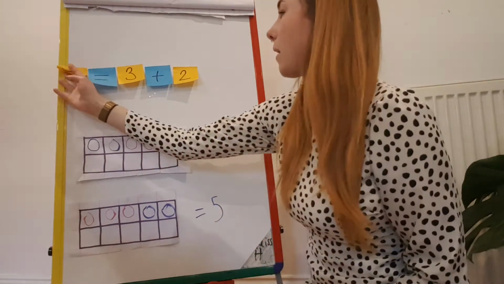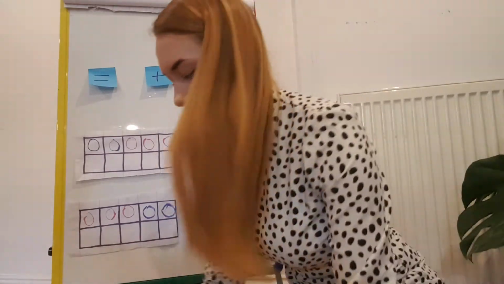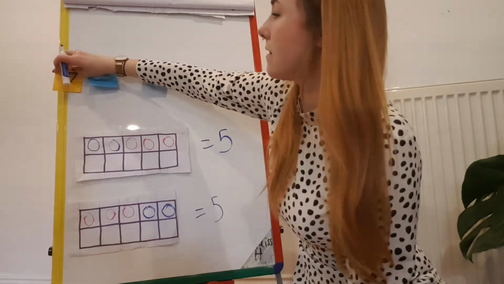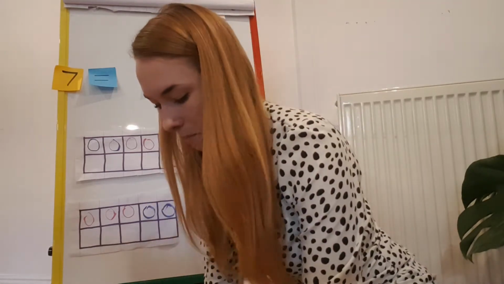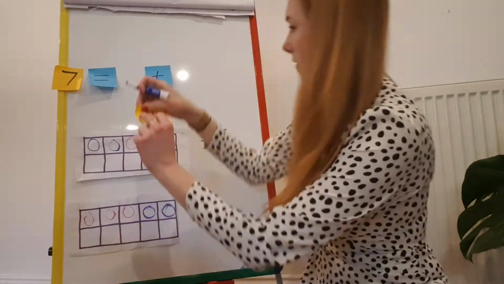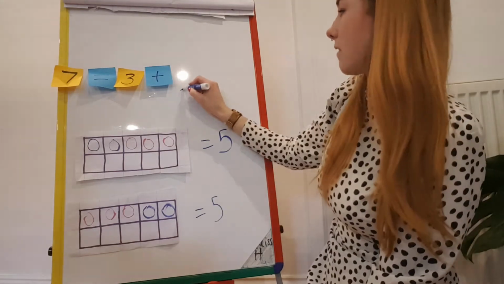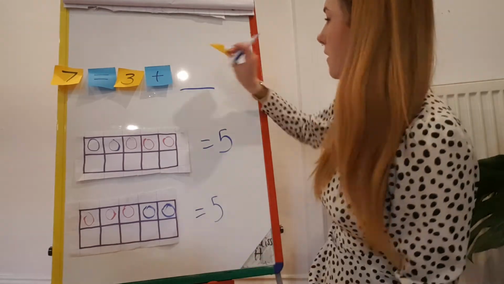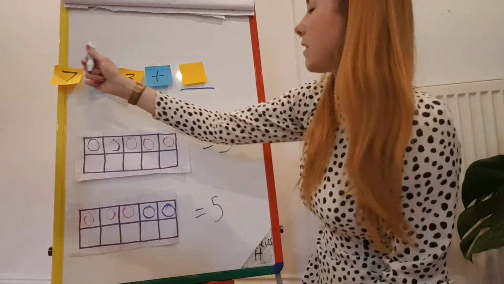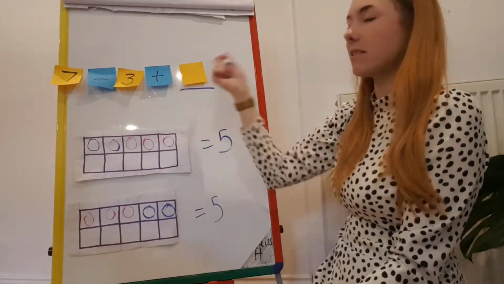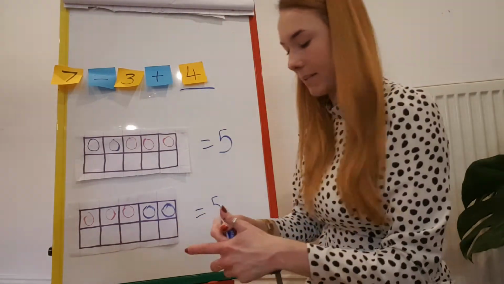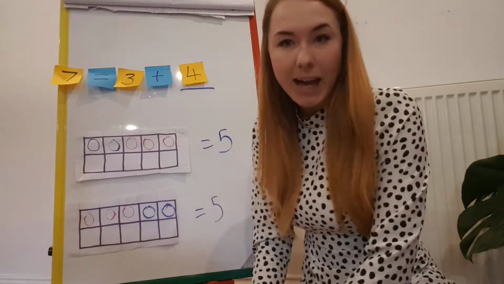So let's have another go at a different one then. So if I was going to say 7 is the same as, and I'm going to choose the number 3, add, can you please tell me what number would go in here? What number do I need to write on this post-it note? 7 is the same as 3 add 4. You are absolutely correct.